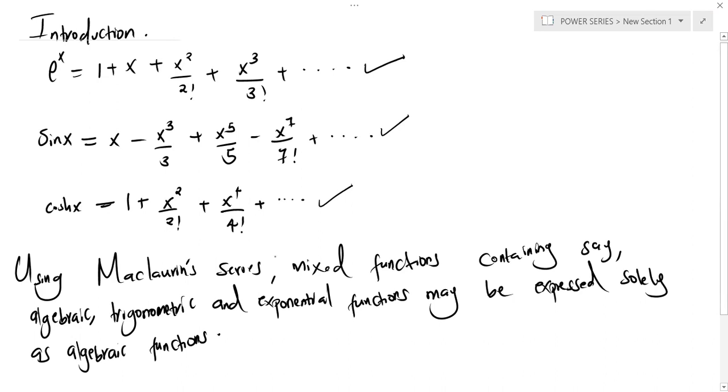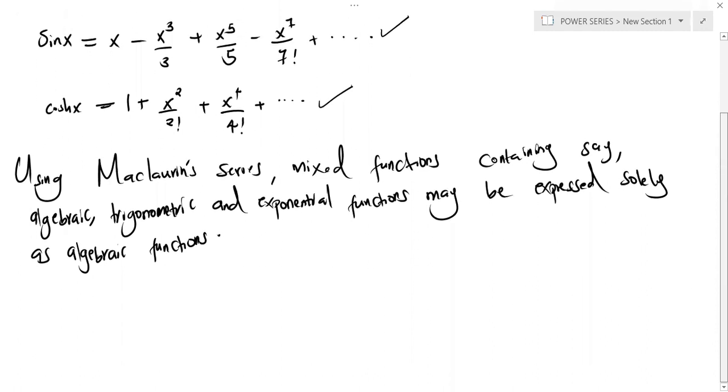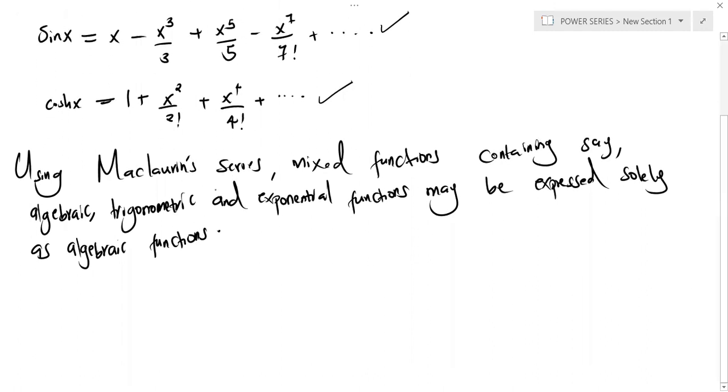Now, using Maclaurin series, mixed functions containing, let's say, algebraic, trigonometric, and exponential functions may be expressed solely as algebraic functions. So we would like to look at how exactly we can express algebraic, trigonometric, and exponential functions solely as algebraic functions. Now I want us to start off with the derivation of Maclaurin's theorem.